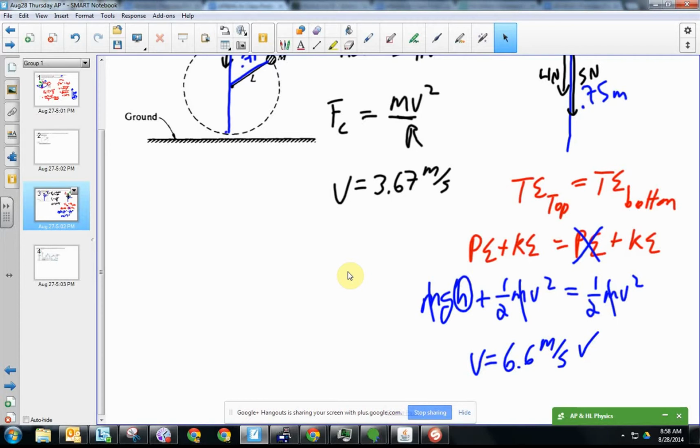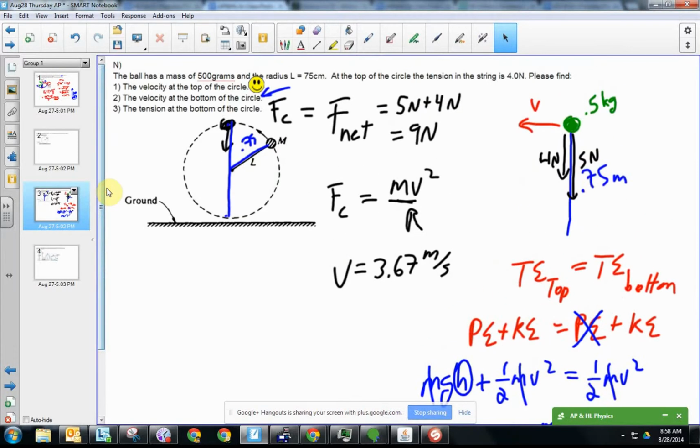Okay. Ready, set, go. So now we know that the velocity at the bottom is 6.6 meters per second by using the conservation of energy. What's interesting is that the tension at the bottom is going to be very different. When we're at the bottom of the circle, tension's pulling up, but gravity's pulling down. And so the net force, which is the centripetal force, is actually the tension minus the force of gravity.